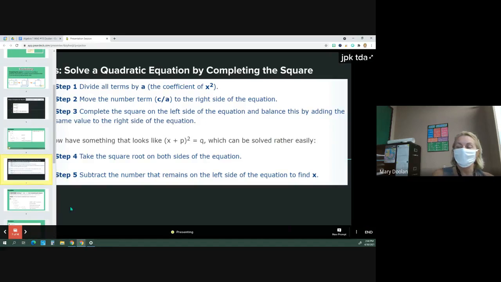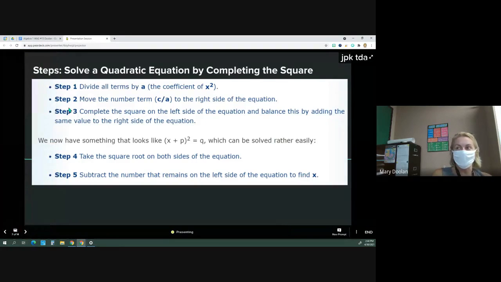Right here, when we were looking at the steps yesterday, we were just starting on step 3. And that's what we just did. The last 2 problems we've done, we started on step 3, where you complete the square on the left side of the equation and balance this by adding the same value to the right side of the equation. But we're going to look at what happens when the coefficient of your x squared term is not 1. How do we do that? And so that's the next example.